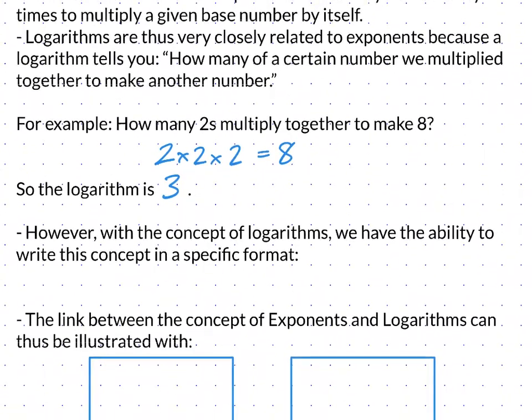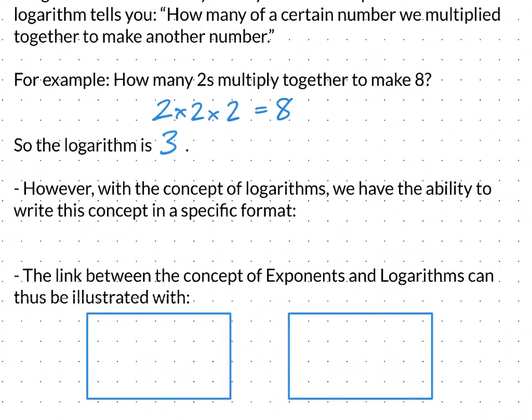However, with the concept of logarithms, we have the ability to write this concept here. 2 times 2 times 2 is equal to 8. And the 2 multiplied by itself 3 times, we have a way of writing that in a very specific format called a logarithm or a log. The way we write that is this: log with a small 2 to the right, which indicates that the base is 2, of 8. That's the number of interest.